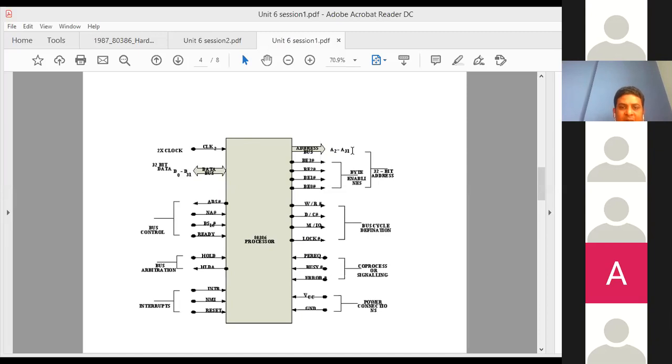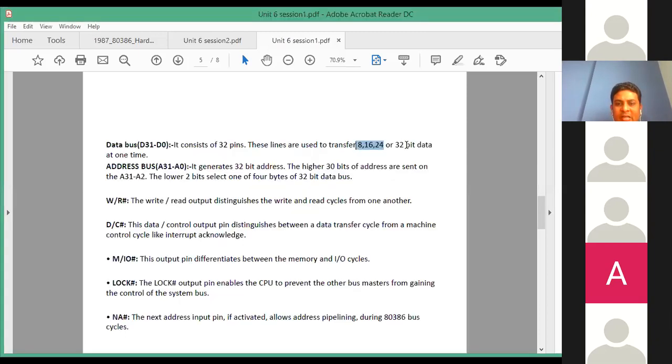In the data bus, we have already discussed that data can be fetched in the form of 8 bits, 16 bits, sometimes 24 bits. Exactly, I will not agree with 24 bits. I would just say 8, 16 and 32. The next pins are address pins. Here the higher 30 bits are used for address, and the lower 2 bits are used for selecting the data bus.